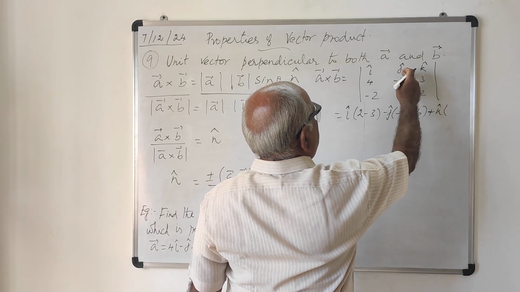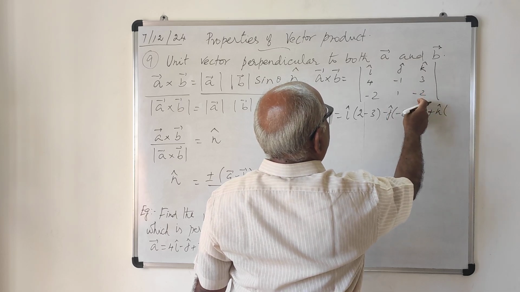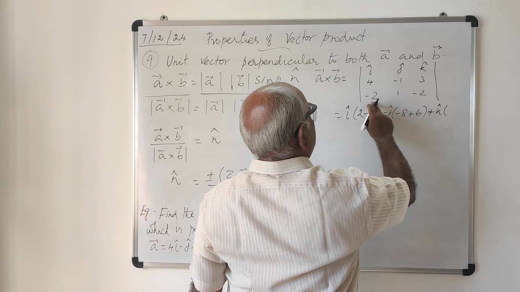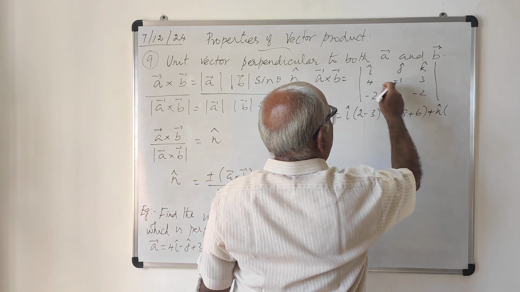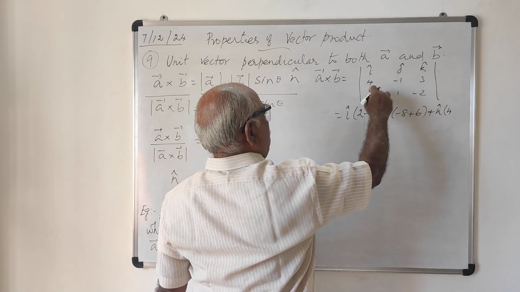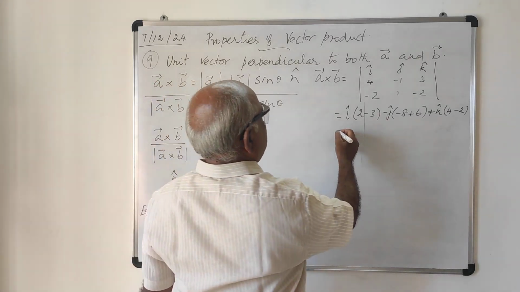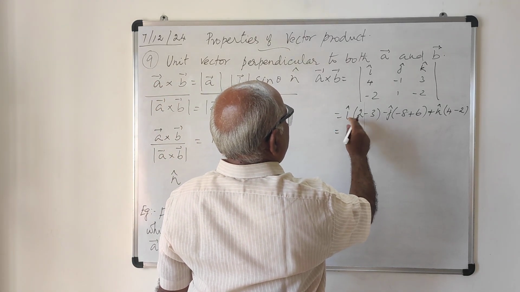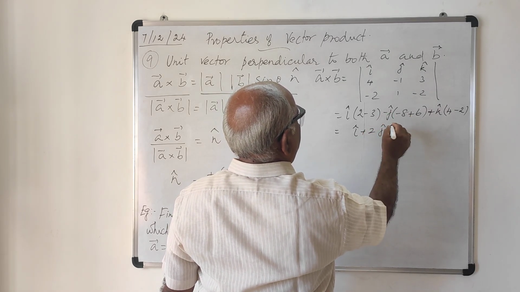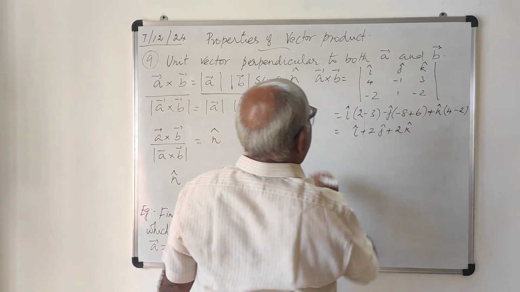the expansion. The i component is 2 minus 3, which is minus 1. The j component is minus 8 plus 6, which is minus 2, and with the minus sign outside it becomes plus 2j. The k component is 4 into 1, that is 4, minus of minus 2, that is plus 2, so 4 minus 2 is plus 2k. This is your A cross B: minus i plus 2j plus 2k.